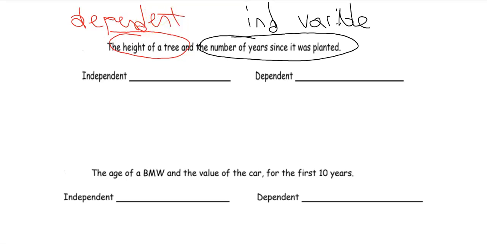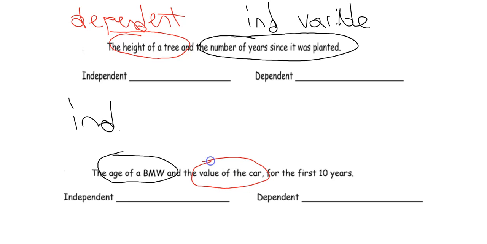dependent variable. In the second example, we have the age of a BMW and the value of the car. We know that cars start at a certain price, and then as they age, they decrease in value. So the age of our car is going to be our independent variable, and the value is going to be the dependent variable, meaning the value depends on how old the car is.